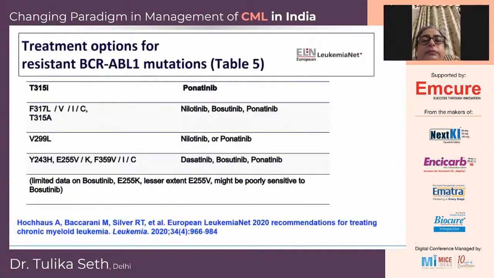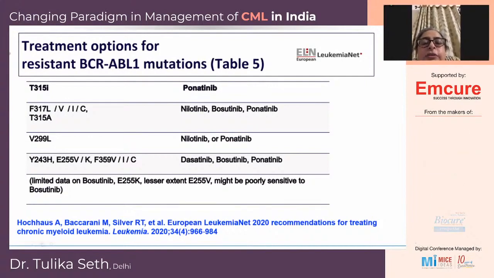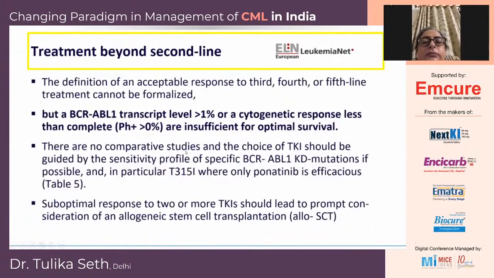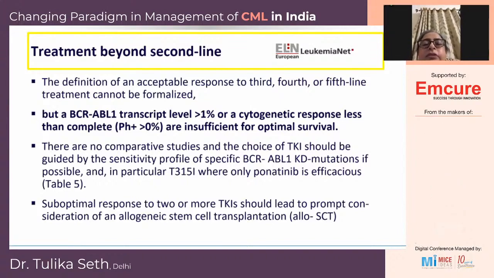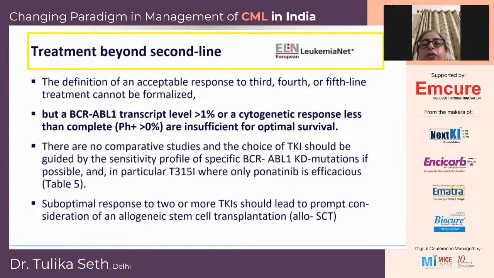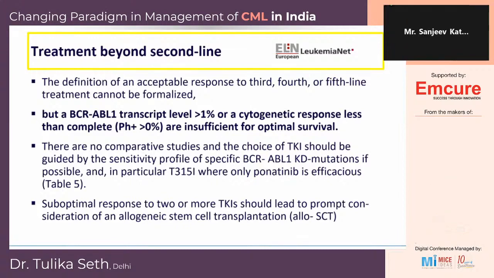The TKI, and of course, we have to look at mutations. So this table is very important, though it does say that for bosutinib, we don't have too much data. So some of the mutation evidence for bosutinib may change. So treatment beyond second line, it says that we can't really come up with third and fourth and fifth line treatment that can be formalized. But of course, we know that, so that's pretty much there.